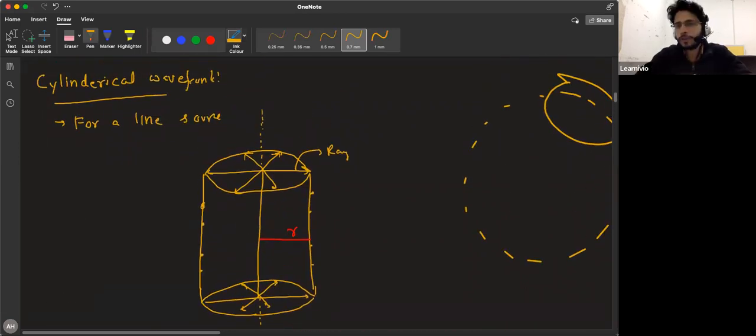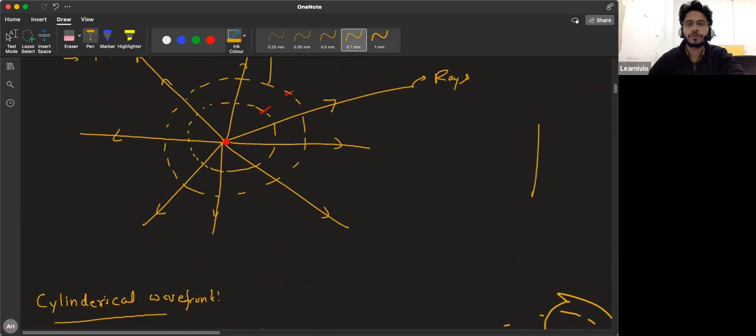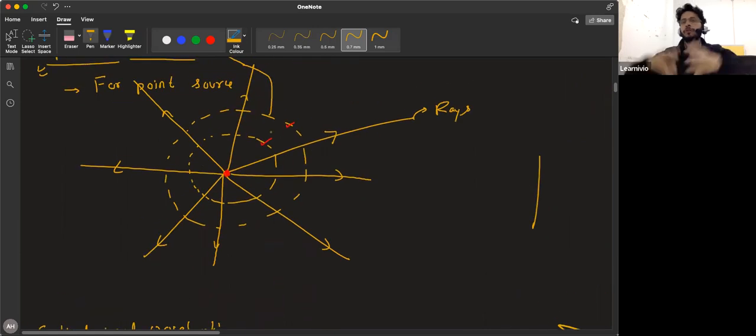Now, let's say you have a spherical wavefront and your observer is at a very far distance, like 10 kilometers, 20 kilometers. Then the size of the wavefront will be very large. As the spherical wavefront travels, its size increases. So if your observer is at a very, very far point, the radius of the spherical wavefront would be very large. The observer will not be able to see the complete wavefront. He will just see a section of the wavefront, and that section will appear as plane.